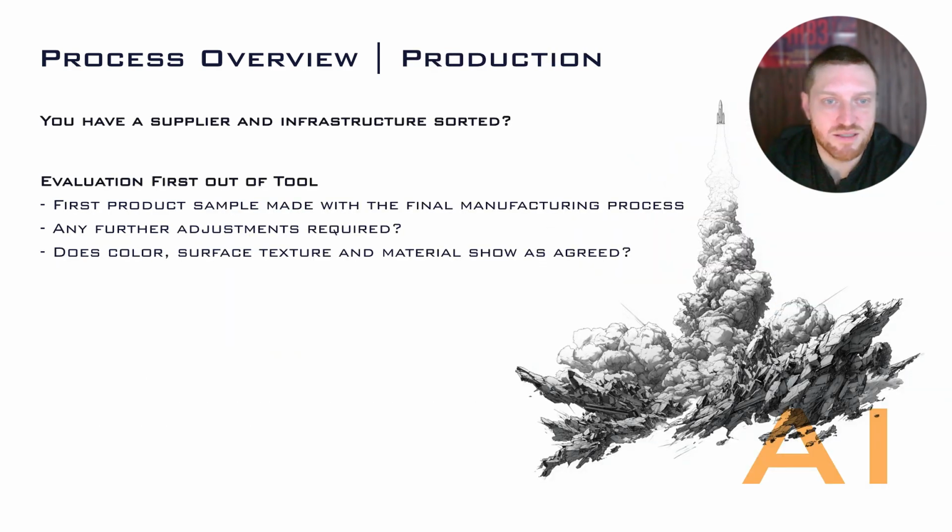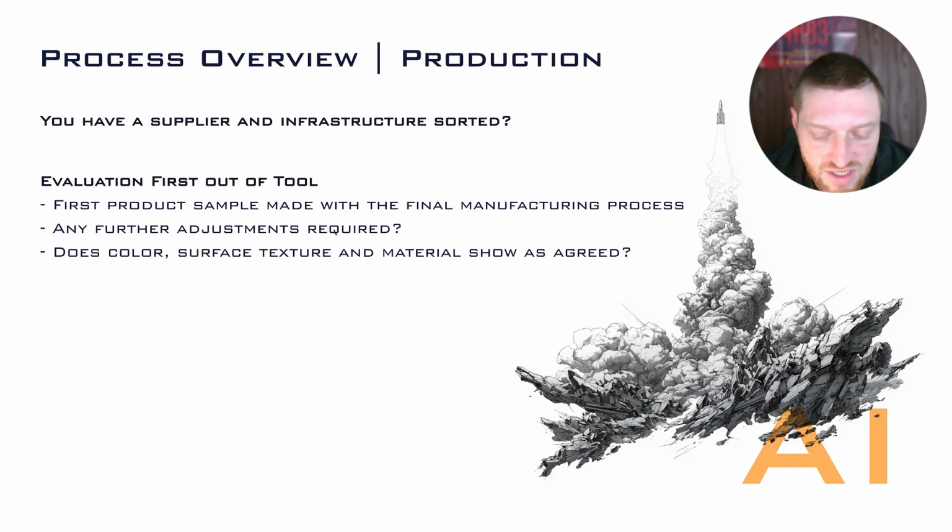And the last stage is the production, right? So now you have a supplier and you have an infrastructure sorted. So it's time to evaluate the first out of tool. So what usually happens is that you have a supplier, you send them the 3D files, they prepare everything for manufacturing, set up the programming that they need for the work and build the tool. And you get a first product sample based on the final and original manufacturing process of the product. And now you do the last evaluations.